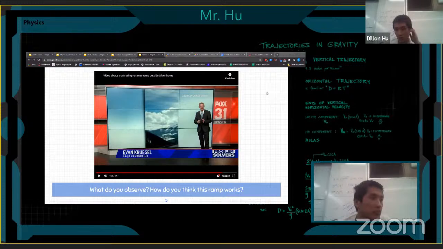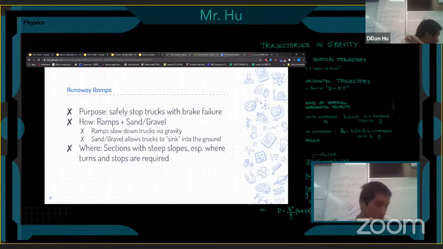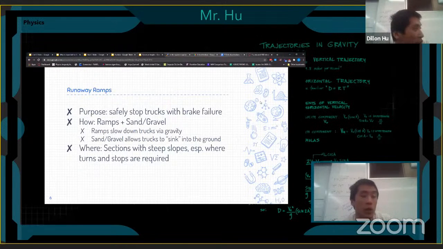Well, these runaway truck ramps have been a huge... Okay, so what are these runaway truck ramps? These runaway truck ramps are specifically designed to safely stop trucks that have brake failure, as you saw in the video.